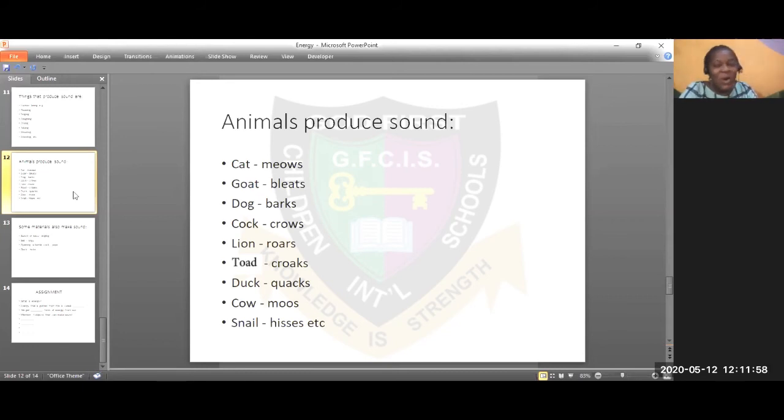The next one is goats. The sound that goats make is what we call bleats. A goat bleats. How does a goat bleat? Meh. You can do better. Yeah, do your own. Let me hear you. Yes. You get it. Meh. And the next animal we have here is dog. How does a dog sound? A dog barks. And it goes this way.